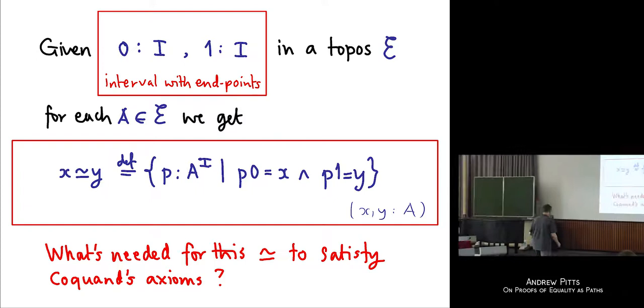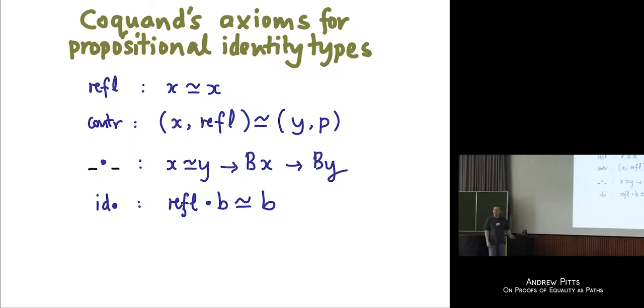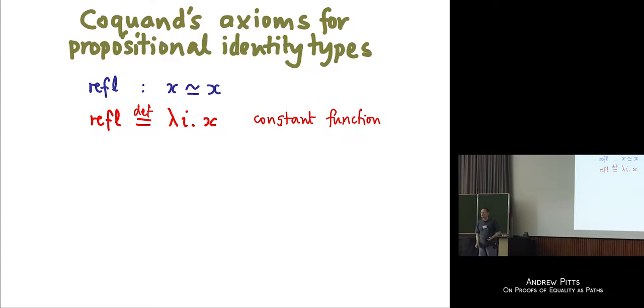Okay, so let's start knocking off these axioms, because some of them are quite easy. The first one's completely trivial, because we can do reflexivity, because we have constant functions. I'm using lambda notation to indicate functions in the topos: the function that's constantly x will do very well as a path from x to x. So we don't have to assume anything about I in order to get REFL.